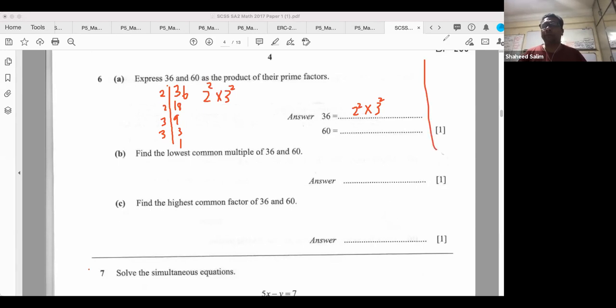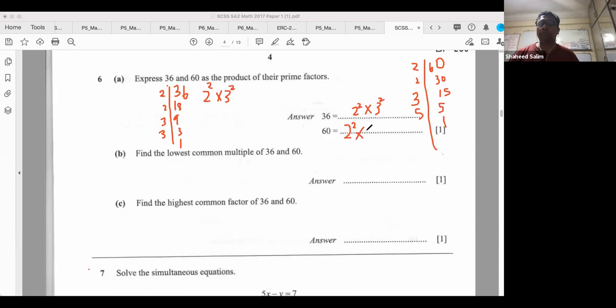Ryan, do the same, 60 here. Divide by 2. Divide by 2. Cannot divide by 2 anymore. Divide by 3. Cannot divide by 3 anymore. Divide by 5. So now you have 2 times 2 times 3 times 5. So 2 times 2 is 2 to the power 2, times 3 times 5. So that's the answer for the first two.